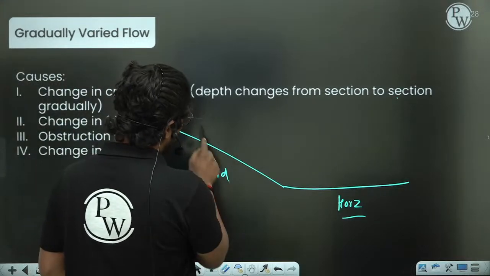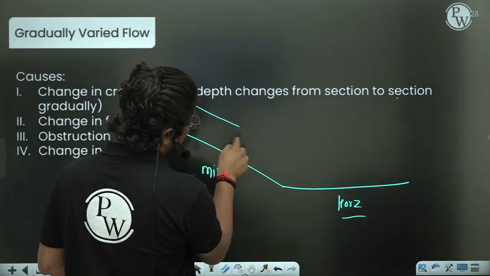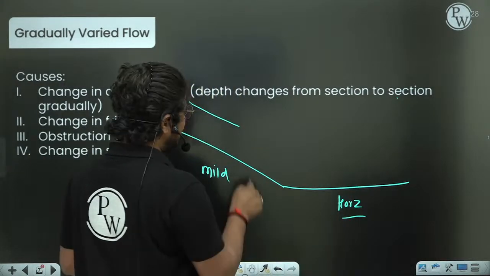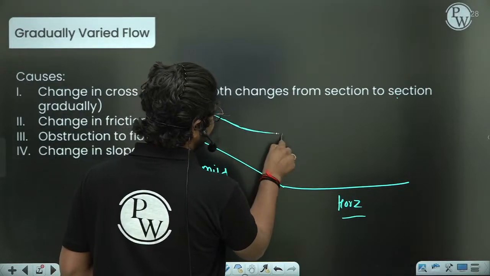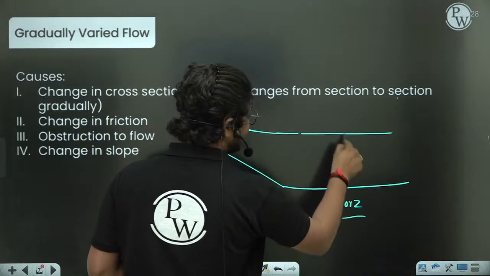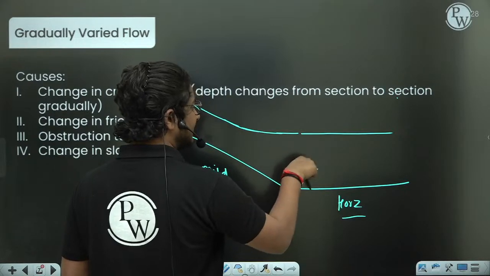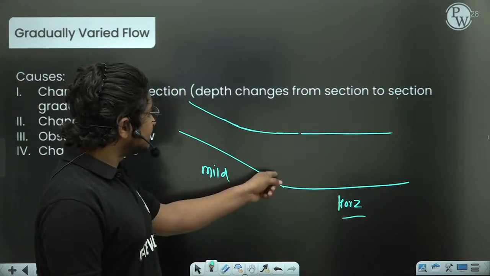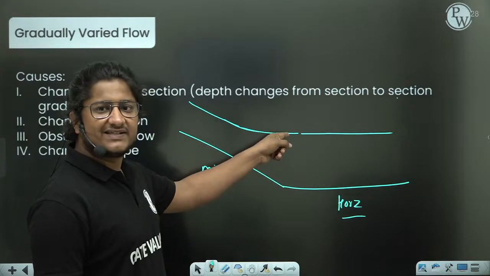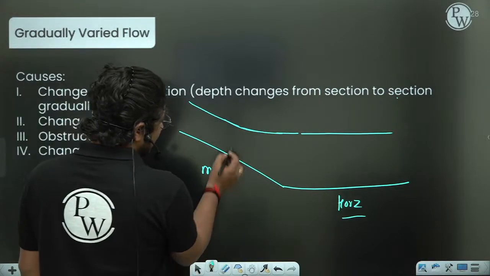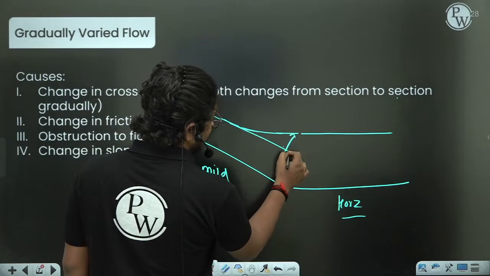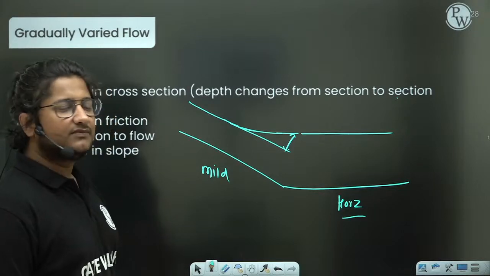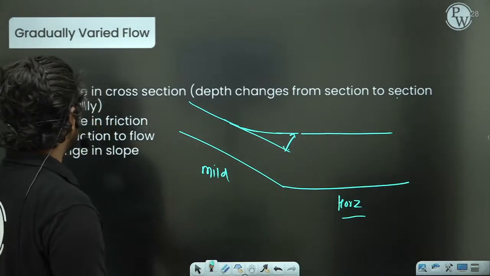Now what will happen with the water? Here the water movement will be fast. But as it comes to this horizontal zone, it will start increasing its depth. Why is it increasing its depth? Because here the velocity will be less. So the depth will rise. So there is again a change in depth over a long length, and in that case it is an example of GVF.